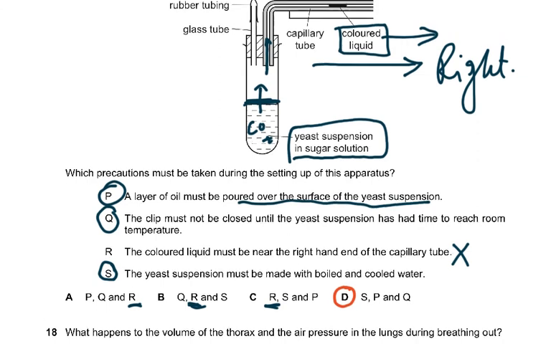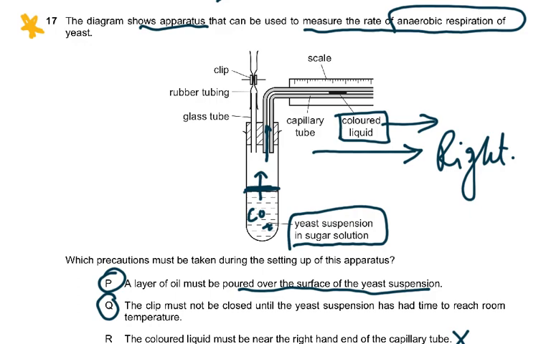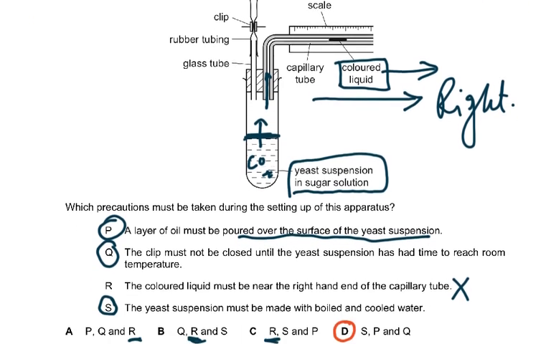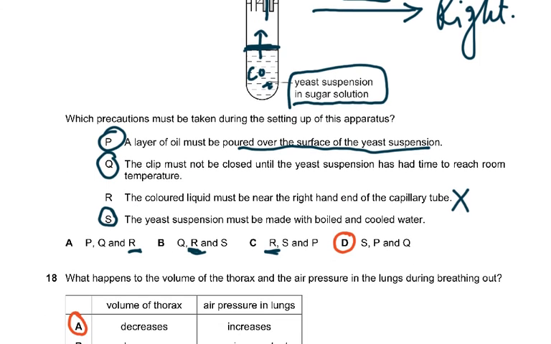Please look at this diagram again and understand this. We were studying anaerobic respiration in yeast. So basically the carbon dioxide was going to move this colored liquid to the right. The carbon dioxide would escape because it would be at a higher pressure, and it would move the liquid to the right.